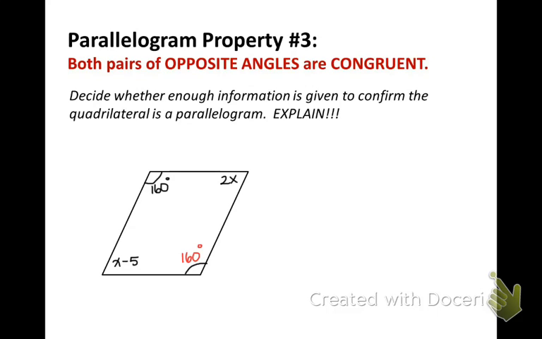As I'm walking around, the most common mistake that I'm seeing is that you are setting x minus 5 equal to 2x. I have not actually told you this is a parallelogram yet, right? I'm asking if it's a parallelogram. So if you don't know it's a parallelogram, can you use any of the parallelogram properties? No. So you cannot say that these two angles are equal when you don't know that yet. That's what you're trying to show me, whether they are equal.